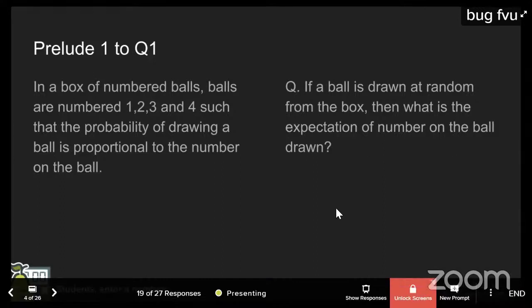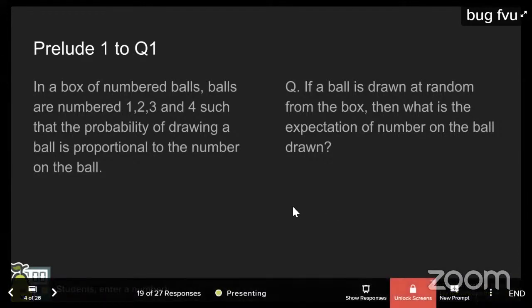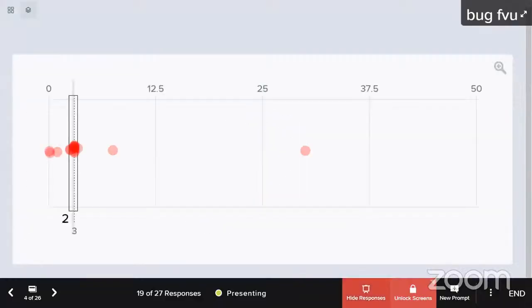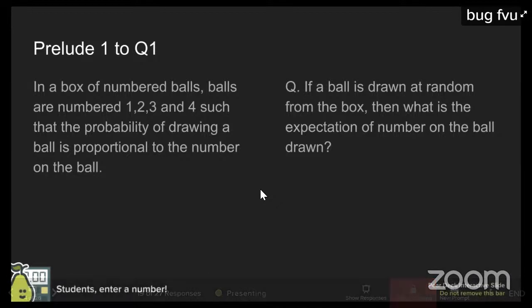Done with this or need more time to solve this one? Done, sir. Okay, so let's move to the solution part. You were able to assign the random variable, like what is your random variable, what will it denote, and what are the possible values it can take? Yes, sir.